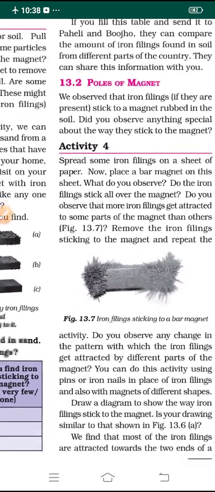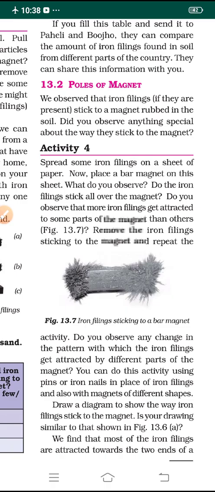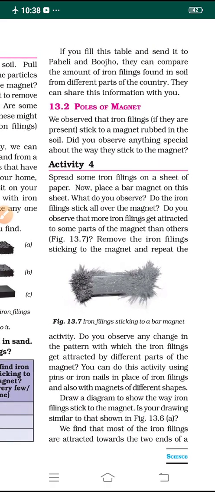Let's go to the next concept, that is, poles of the magnet. Dear students, this is a very important concept. We have already observed that the iron filings stick to the magnet rubbed in the soil. Which part rubbed in the soil is it that the iron filings are attracted to? Do you observe that there is something special about the way they have stuck to the magnet? Let us do an activity here.